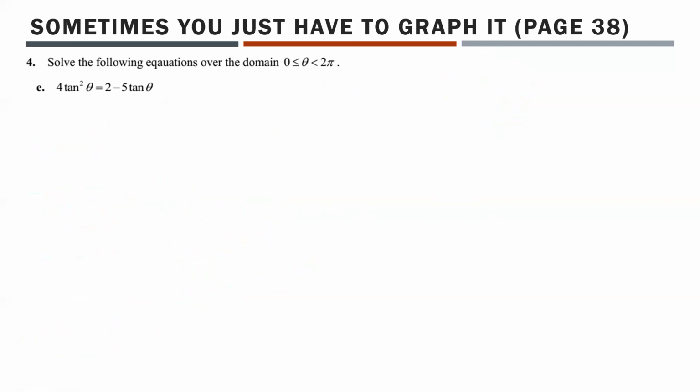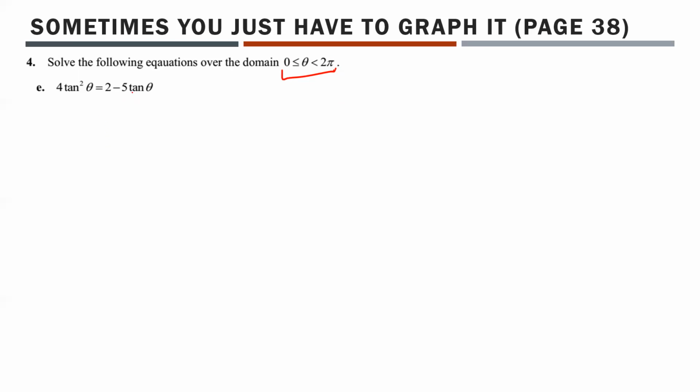We're on page 38. This is a very, very bizarre question that we have in front of us. Solve the following equation over the domain 0 to 2 pi. This is another really normal domain. It's just in radians, which I know some of you probably don't like too well.